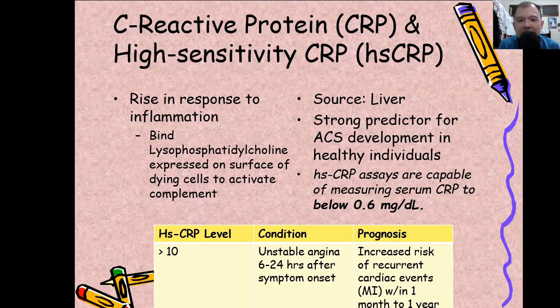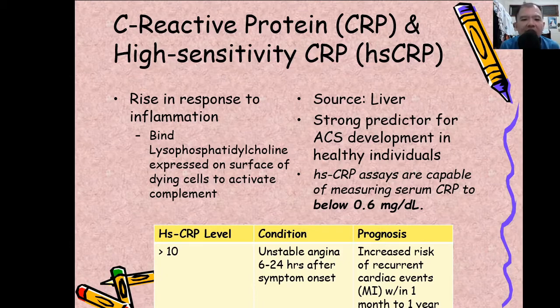C-reactive protein in general is a marker for inflammation. It's a marker in response to inflammation. What it does is that it binds to lysophosphatidylcholine expressed on the surface of dying cells. After binding, it activates complement. The source of this CRP is the liver, and it is a strong predictor for ACS development in healthy individuals.